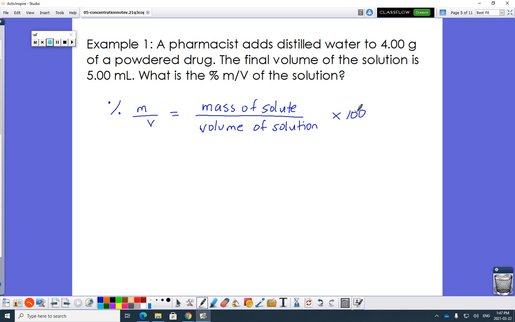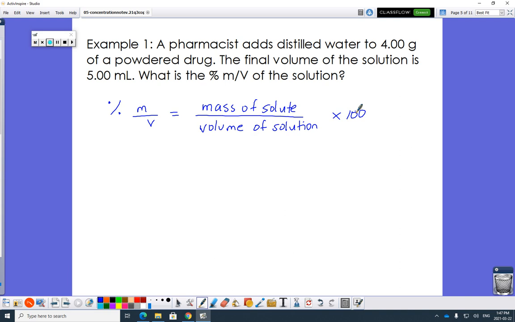So even if you forget that it's solute over solution, you could do mass over volume. That would work here. You could forget about the mass and volume and just write solute over solution. Percentage is times 100. You would already know that, okay? So try not to push out of your brain things you already know.